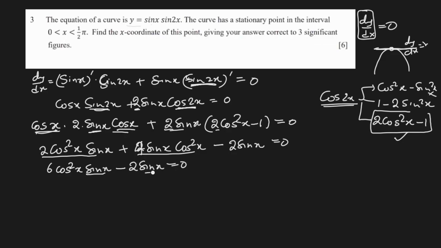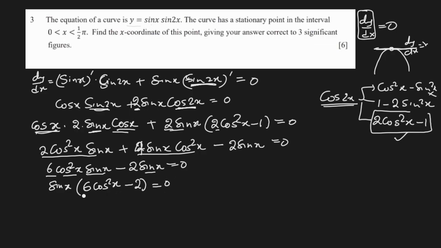Sin x is common in both, so let's take that sin x common. What are left? 6 cos square x, and here we are left with just minus 2, times sin x equal to 0.